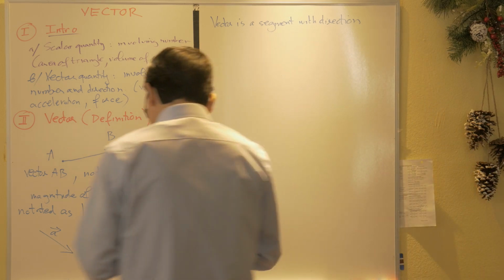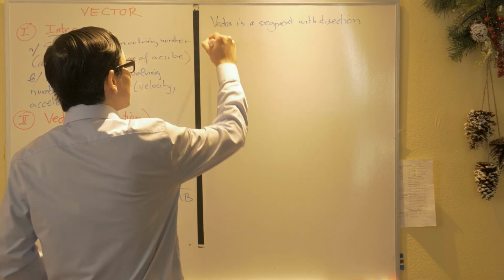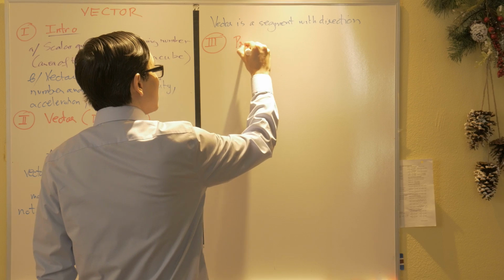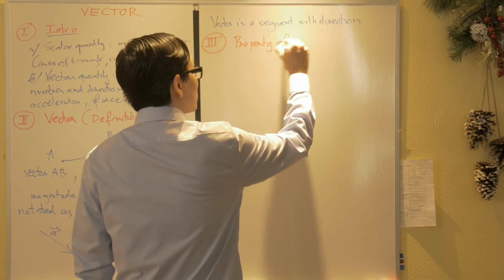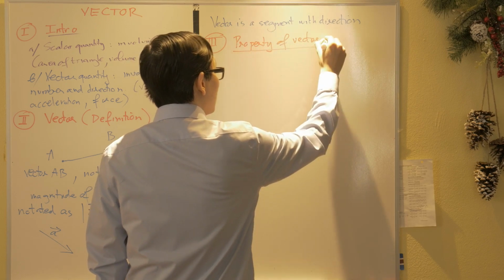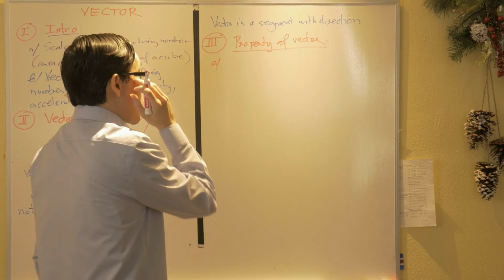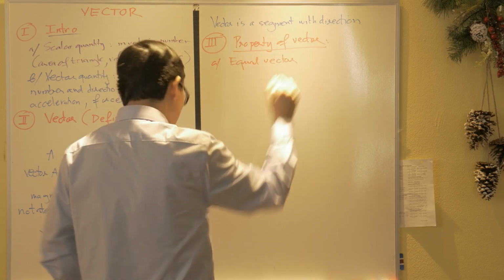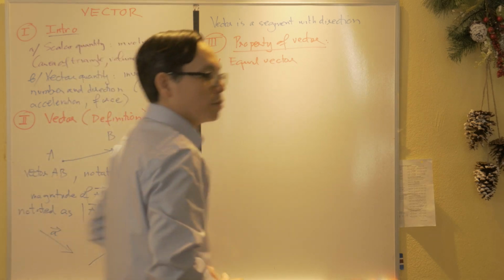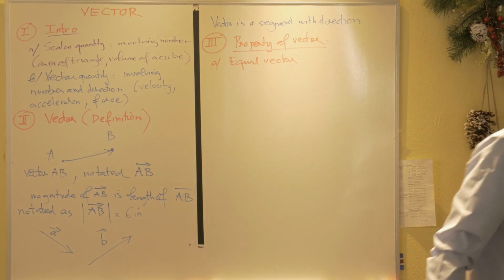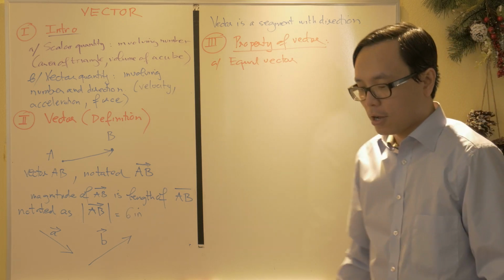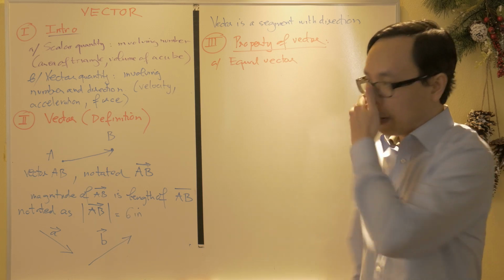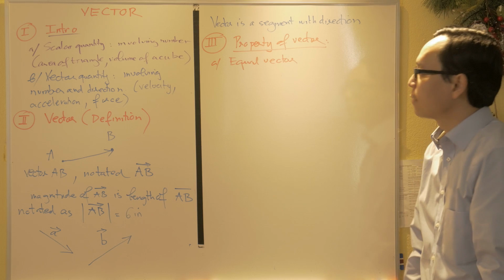So on the third part, I want to talk about properties of vector. And the first thing is equal vector. In what condition are two vectors equal? That's what we need to investigate. We know that segments are equal or congruent when they have the same length. But how about equal vectors? Is it the same as equal segments or not?